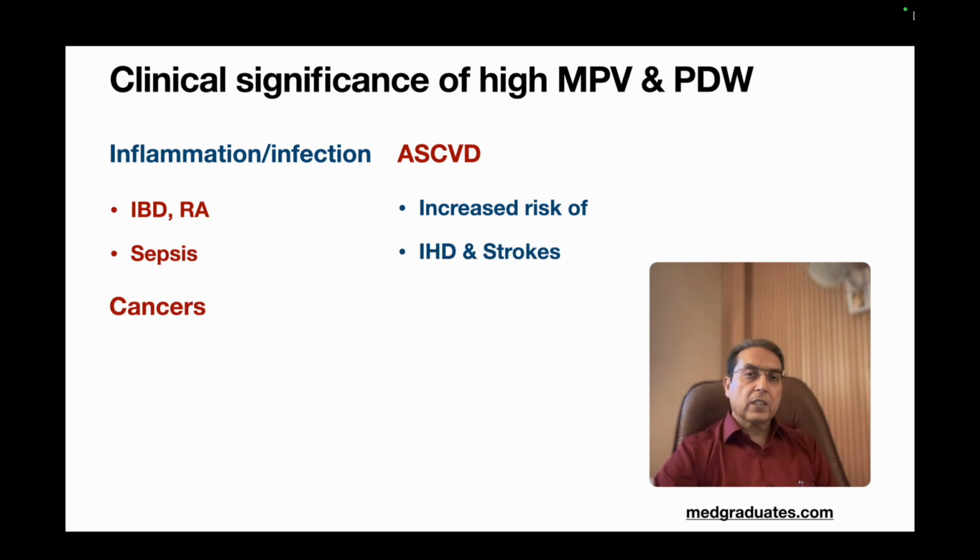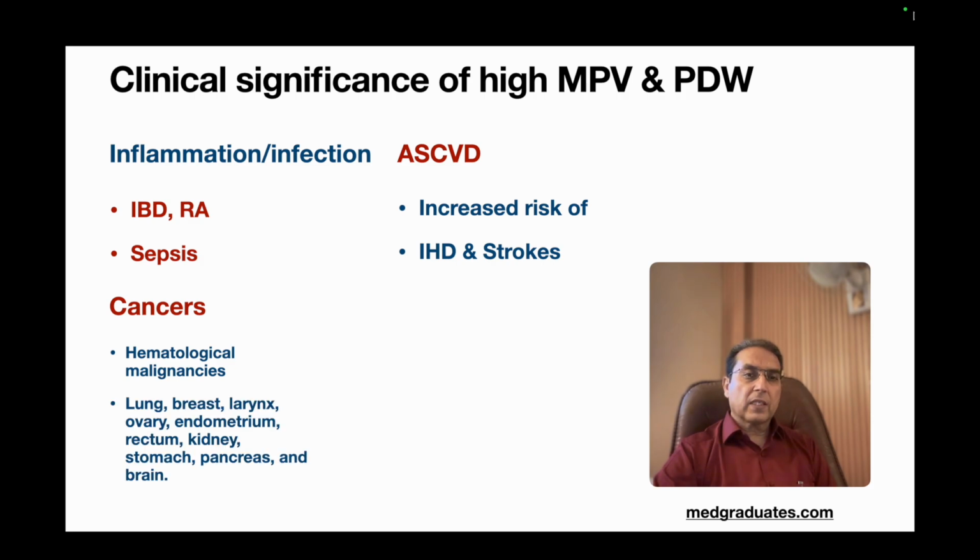Similarly, various malignancies can be a reason when you have a high MPV and PDW. For example, hematological malignancies like leukemias and lymphomas, and then certain other malignancies like carcinoma of the lung, breast, larynx, ovary, endometrium, rectum, kidney, stomach, pancreas, and brain. They all may be associated with high MPV and PDW.